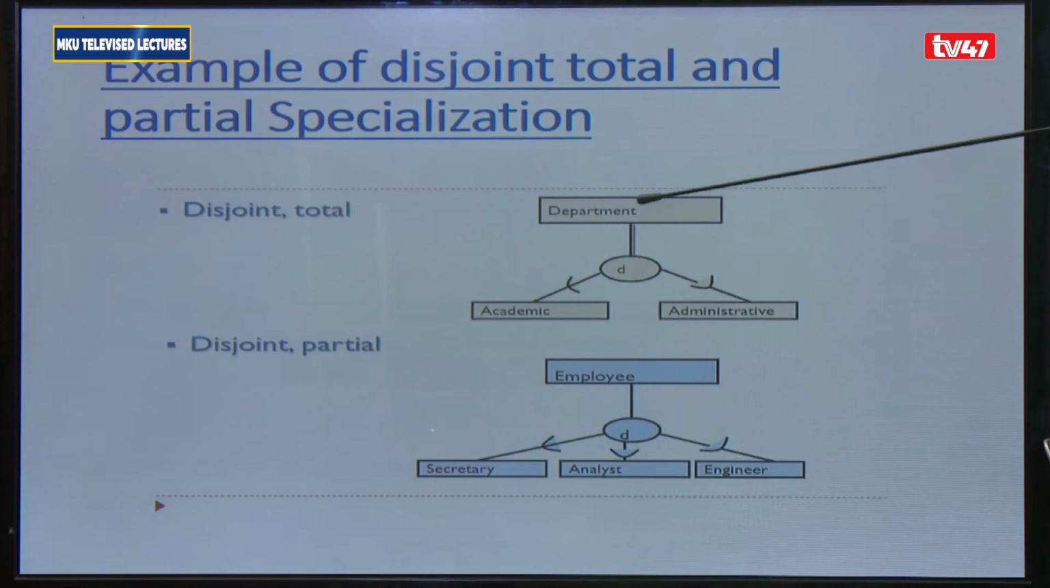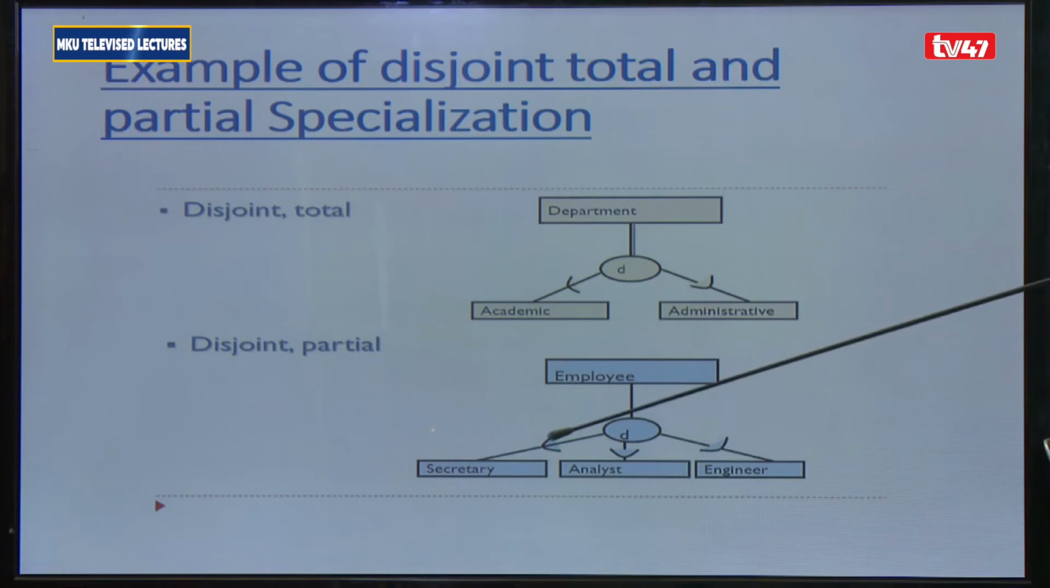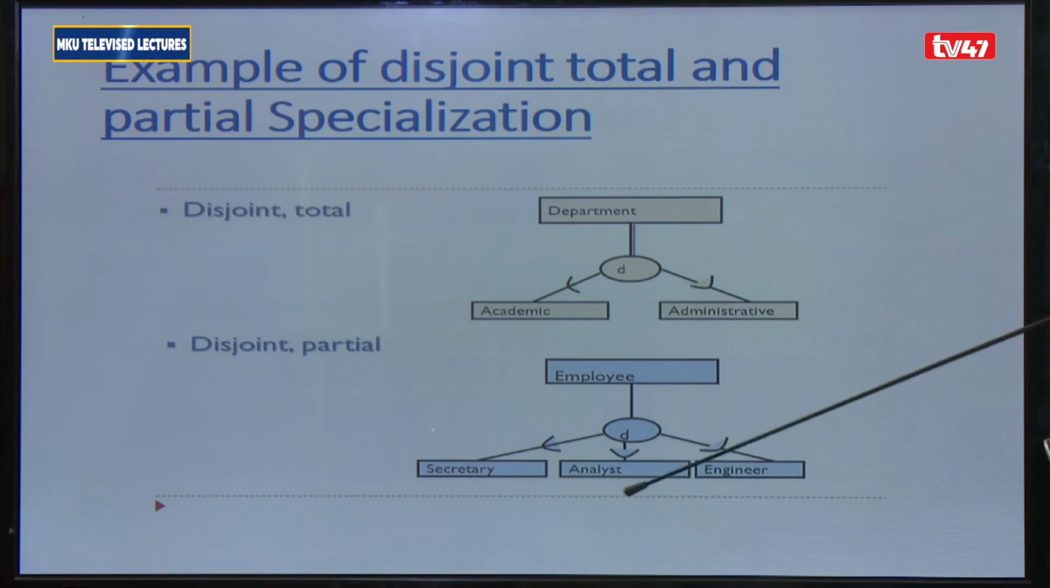But what we saw in the previous one, the disjoint total, must belong to one of these. One of the subclasses that we have must belong. But in this case, it is not a must for an entity instance to belong to any of these. It can just belong to the superclass and not participate in the subclass entity types. I hope that is clear.